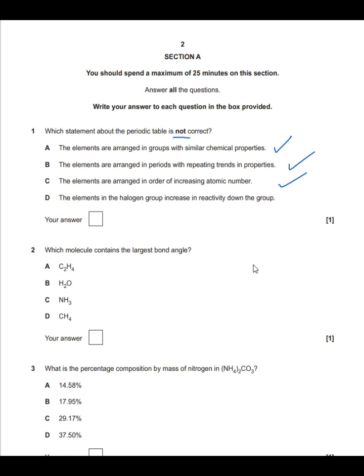The elements in the halogen group, which is group 7, increase in reactivity down the group. Well, that is incorrect. They become less reactive as you go down the group. So D is the one that is not correct.